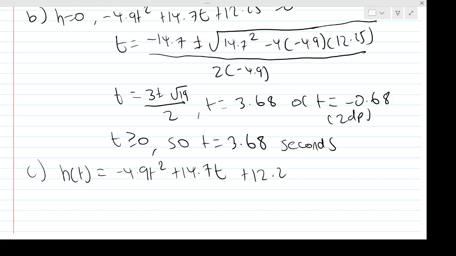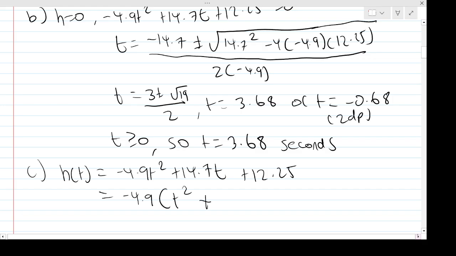Add 12.25. So we need to complete the square in this. First of all, we looked at how to complete the square earlier in the chapter. So what you're going to do first is factor out this minus 4.9 to just get t squared. Then I need to do the same for here. So I need to factor out minus 4.9. So how to work out this number here, I'm going to put here for t.